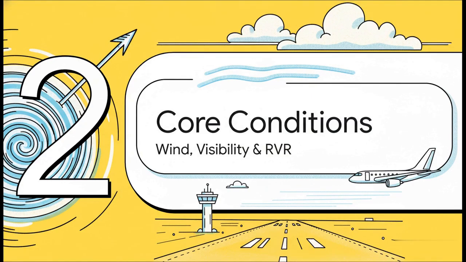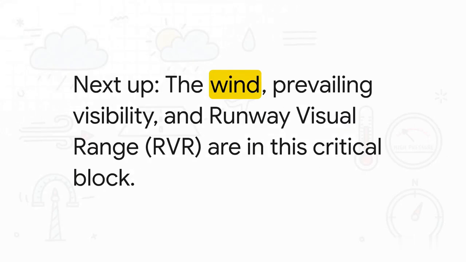All right, next up are the core conditions. Now we're getting to the good stuff. This is the information that's going to directly impact your flight. The wind, the visibility, and what you can actually see down the runway. So this next block in our example contains three absolutely critical pieces of data that we're going to break down one by one. You've got the wind, the prevailing visibility, and then runway visual range, or RVR.